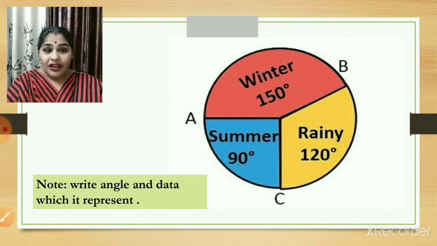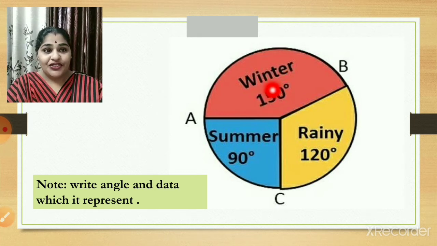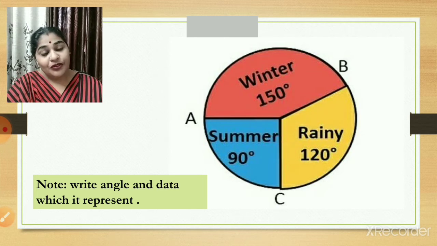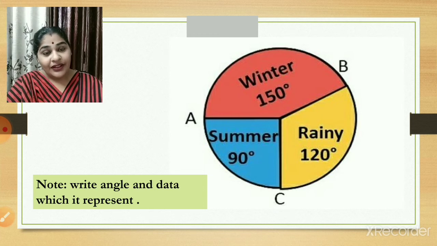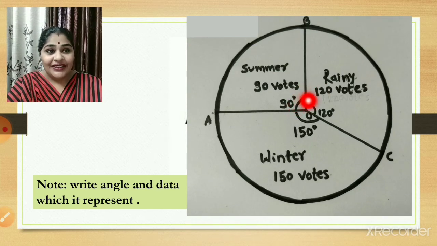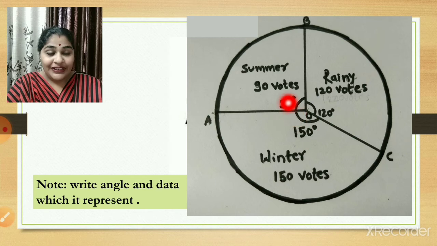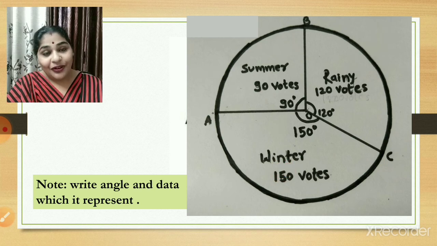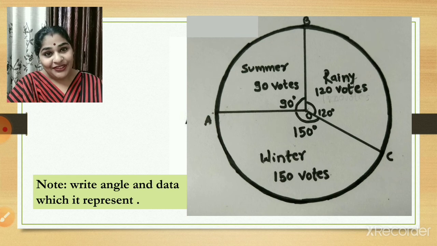But children, note, write the angle and the data which it represents also. Like here in the figure it is showing only angles, right? 150 degree, 120 degree and 90 degree. You have to also write how many votes were for winter, for rainy and for summer, like how we have actually drawn. So this is how you will write the angles. I have marked here angles 90 degree, 120 degree and 150 degree. And in summer there were 90 votes, rainy 120 votes and winter 150 votes. You can also color your pie chart. It will look more beautiful.